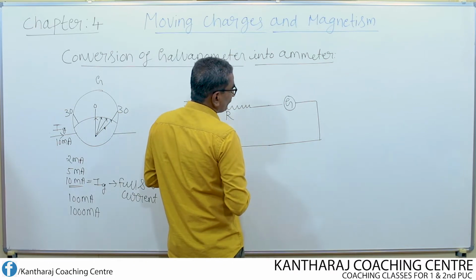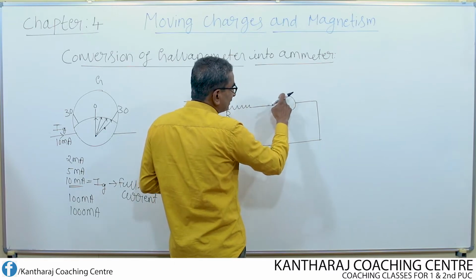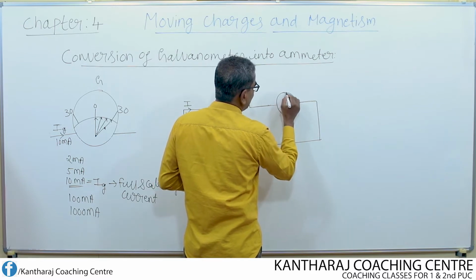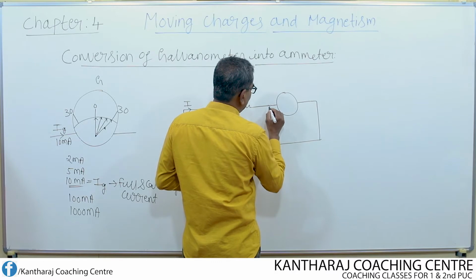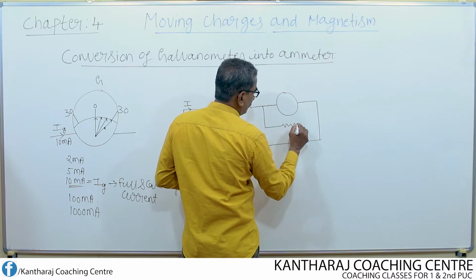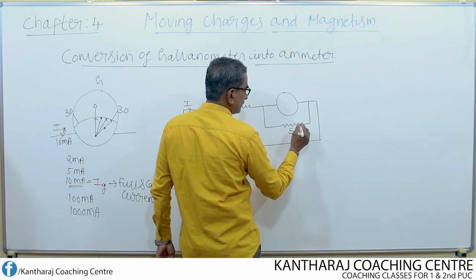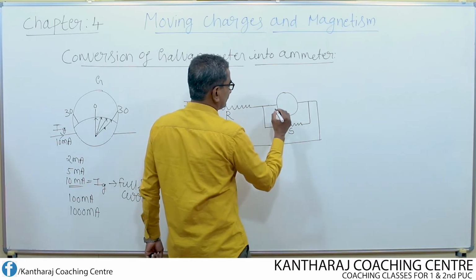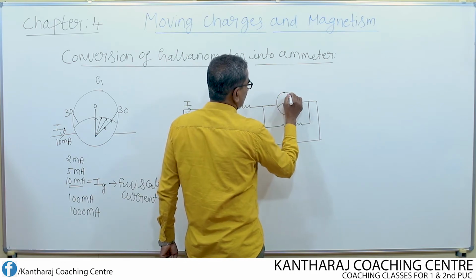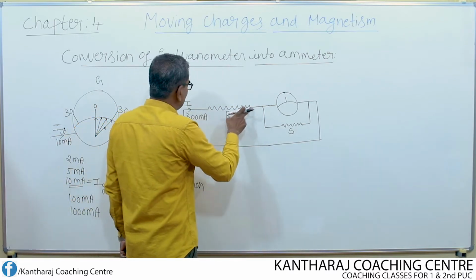Now what we do is, I connect one low resistance in parallel with this galvanometer. So let us write it a little bigger. So this is the galvanometer. Then in parallel with this galvanometer, I connect one low resistance known as shunt resistance. Now what happens? The main current is 300 milliamps.